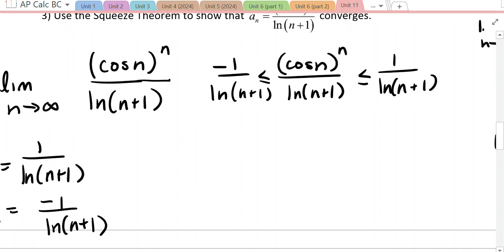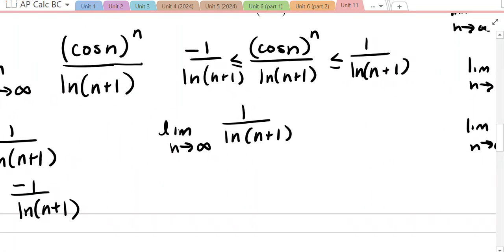So since cosine of n to the n has to be stuck between -1 and 1, we know that this sequence has to be between those two. So what we'll do is we'll find the limit as n approaches infinity of 1 over ln n plus 1. Well, as n gets really big, I'm getting 1 over ln of something humongous, and ln of something humongous is still going to approach infinity, and that limit is going to approach 0.